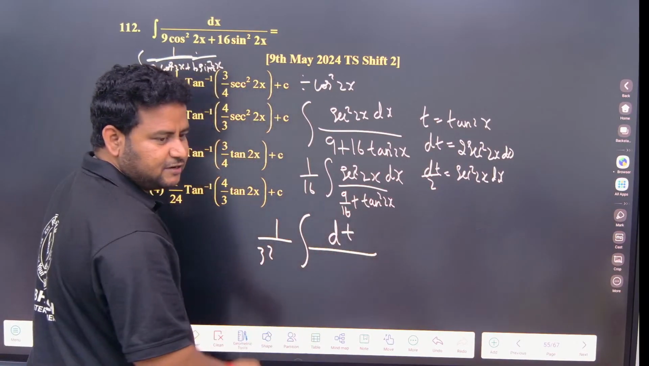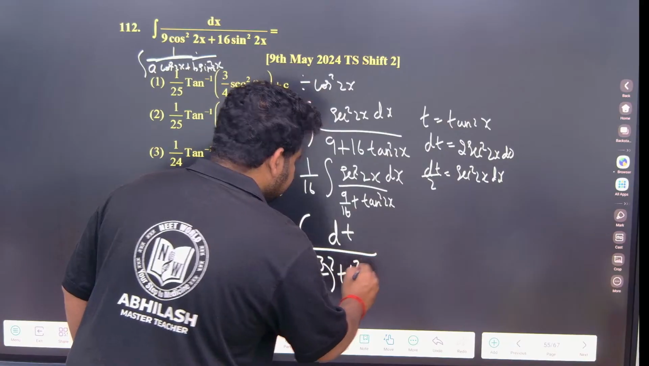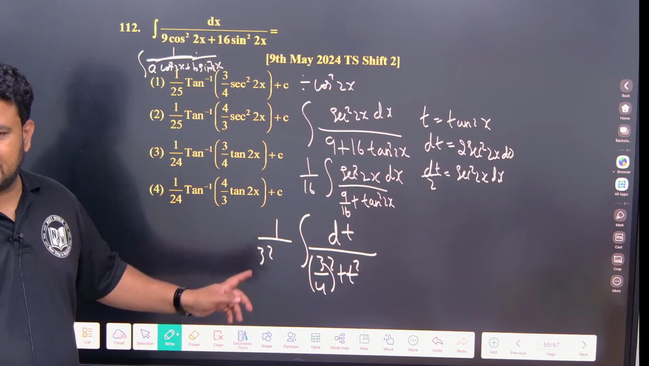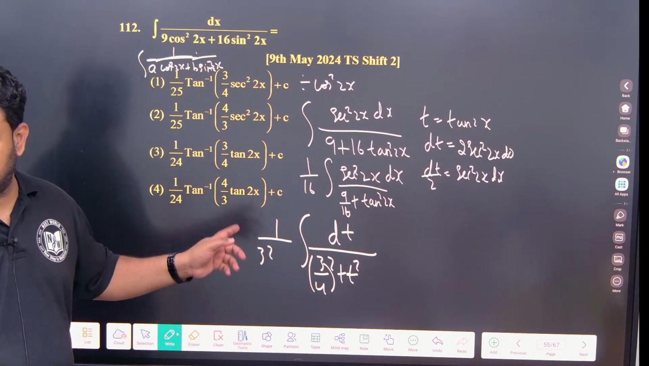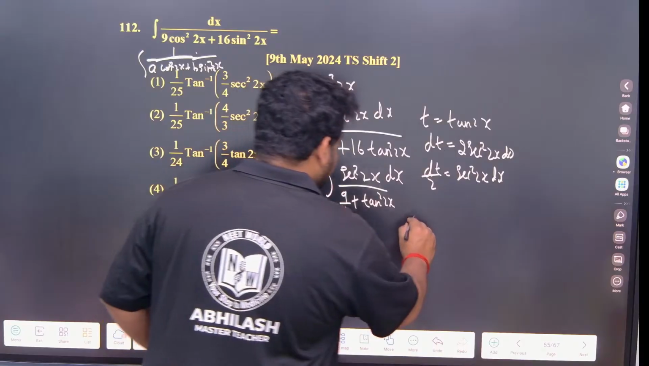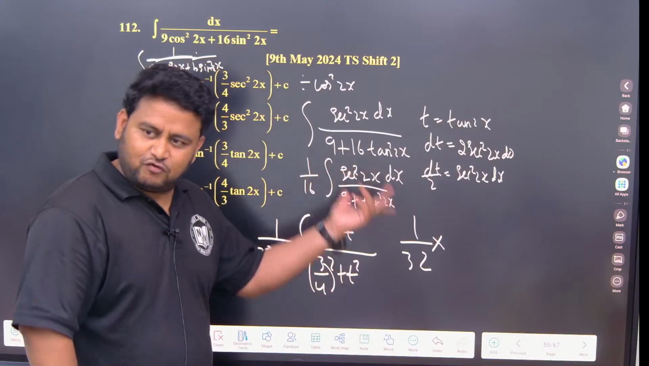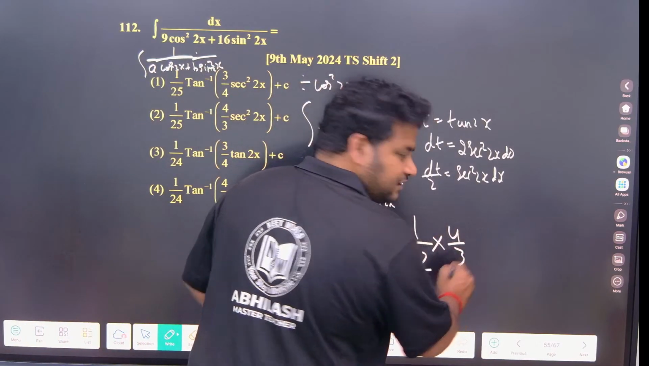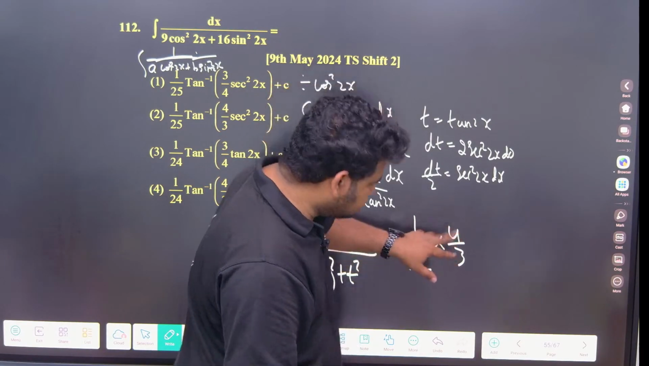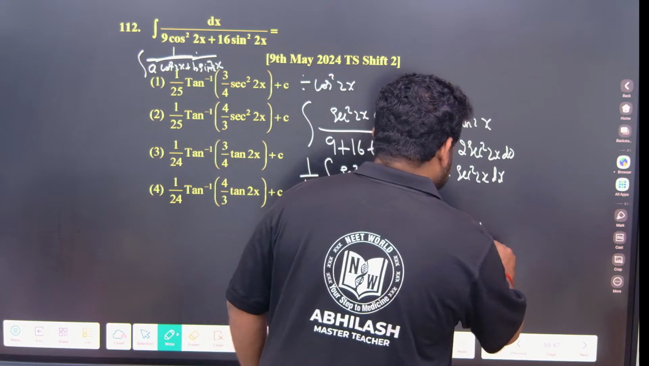9 by 16 I can write as 3 by 4 whole square. So 3 by 4 whole square plus t square. Integral of 1 by a square plus t square is 1 by a tan inverse of t by a. So this will be 1 by 32 into 1 by a, where 1 by a means 1 by 3 by 4, which will become 4 by 3. Understood why it will become 4 by 3? It will flip. So 4 by 3 into tan inverse of t by a.